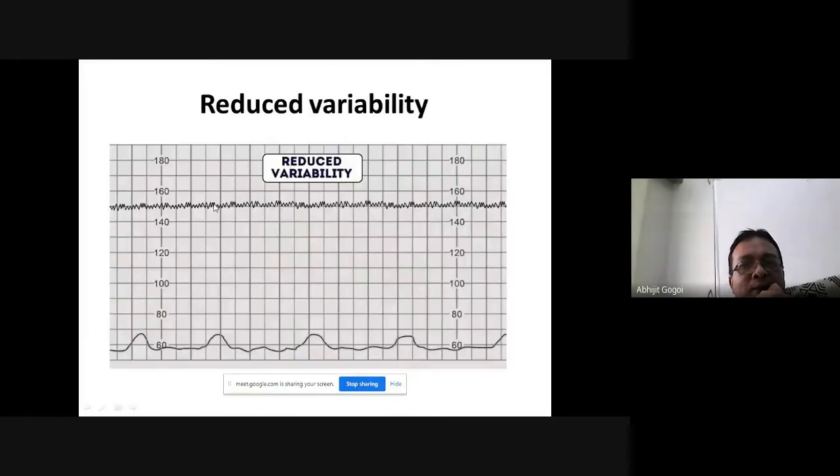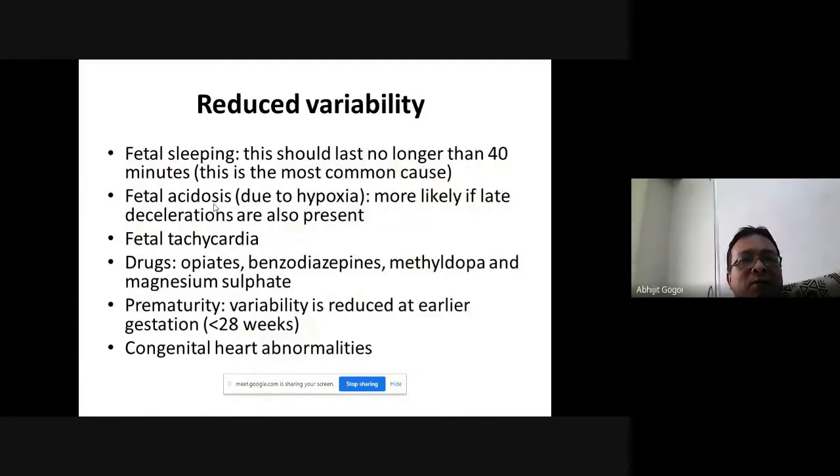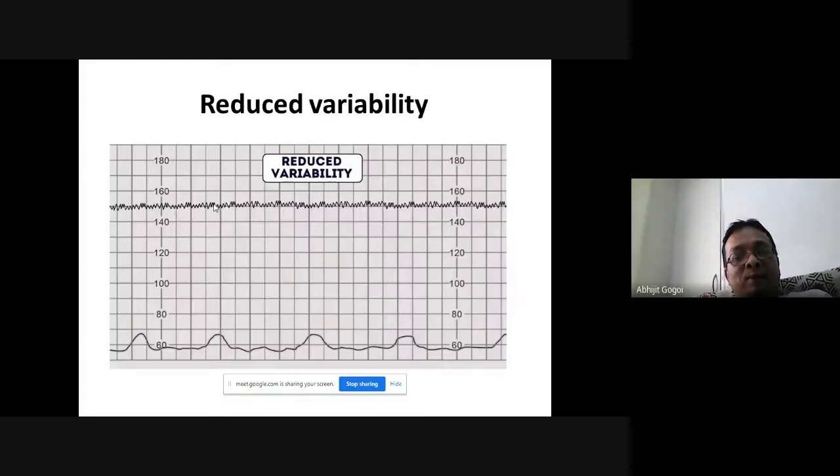But if we have done this before 28 weeks, we can say this is normal because the autonomic nervous system has not yet developed. Okay, but during labor, if you find it like this, then this is not normal. This can be a case of uteroplacental insufficiency, or the mother is sedated, or, most fortunately, if the fetus is sleeping, then we can get this. Otherwise, it's not good news if you get this type of reading in a patient in labor.